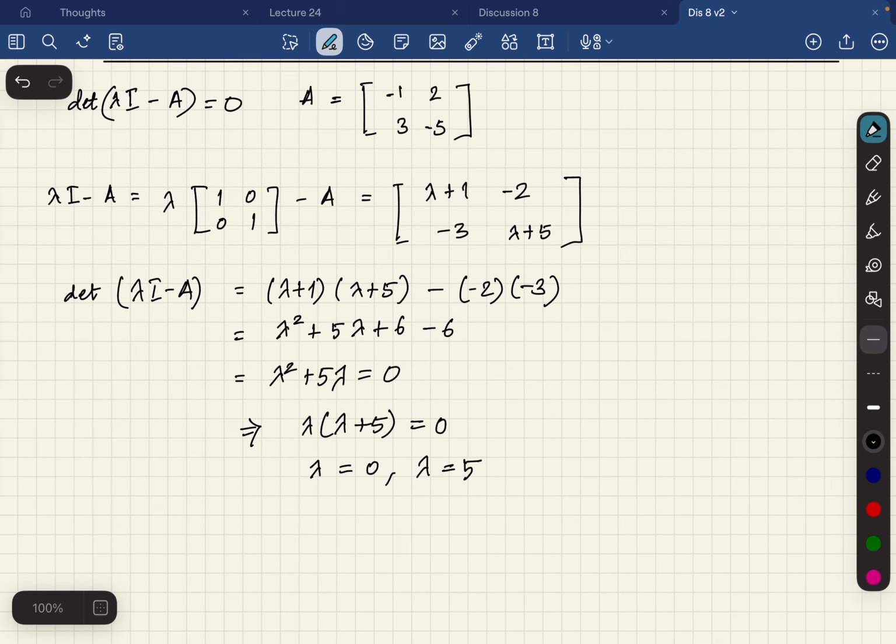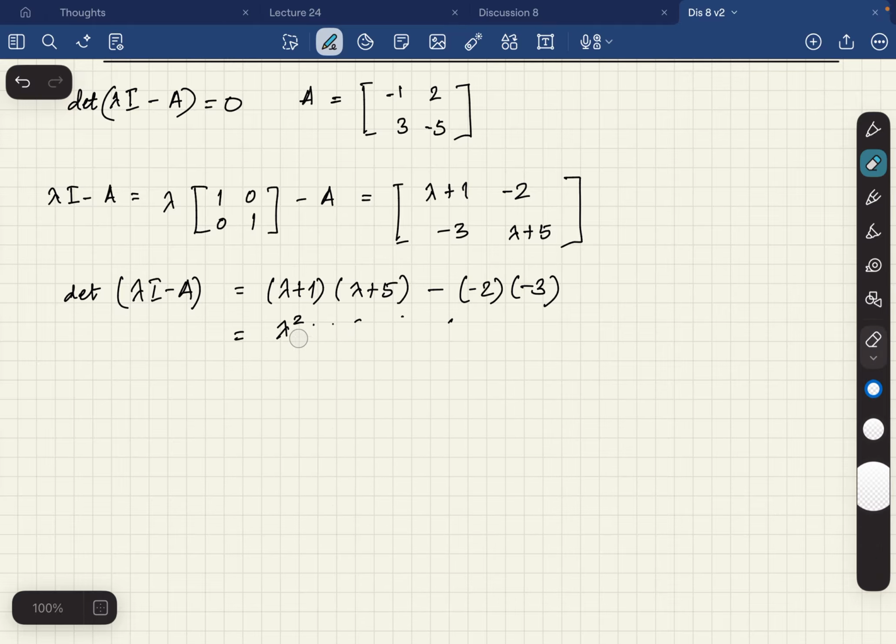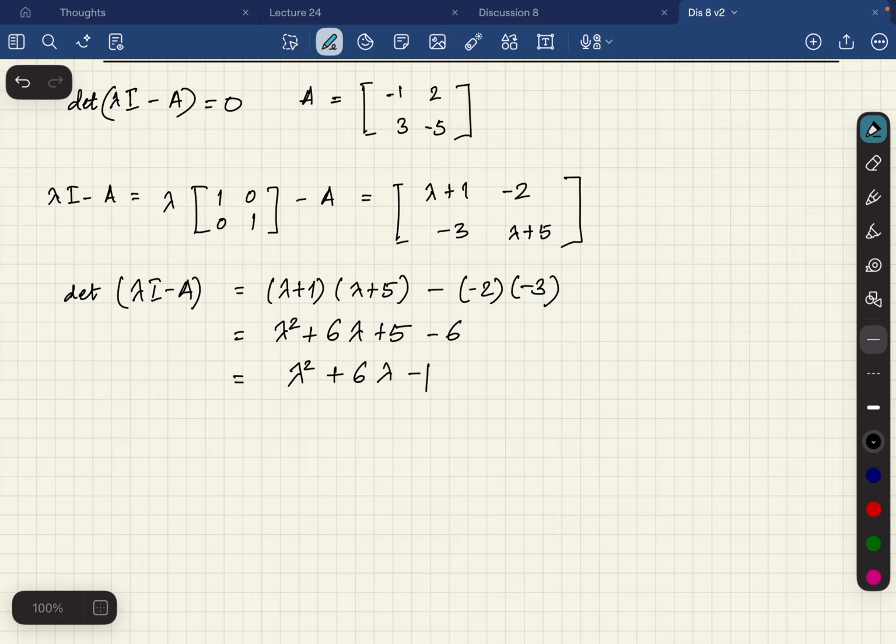Shouldn't the characteristic equation be lambda squared plus 6 lambda plus 5 minus 6? Oh, yeah, correct. This is going to be lambda square plus 6 lambda plus 5 minus 6. So this comes out to be lambda square plus 6 lambda minus 1. Now you go ahead and find its roots.